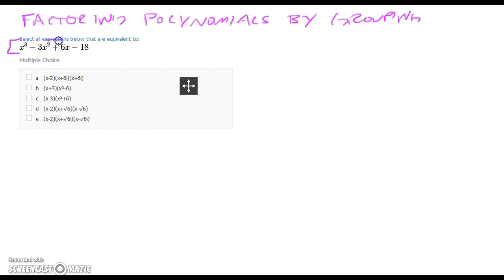X cubed minus 3x squared is our first group. And then our second group is plus 6x minus 18. And I'm trying to figure out which of these factored expressions is equivalent. And maybe there's more than one. Well, in the purple group, they both have at least two x's.